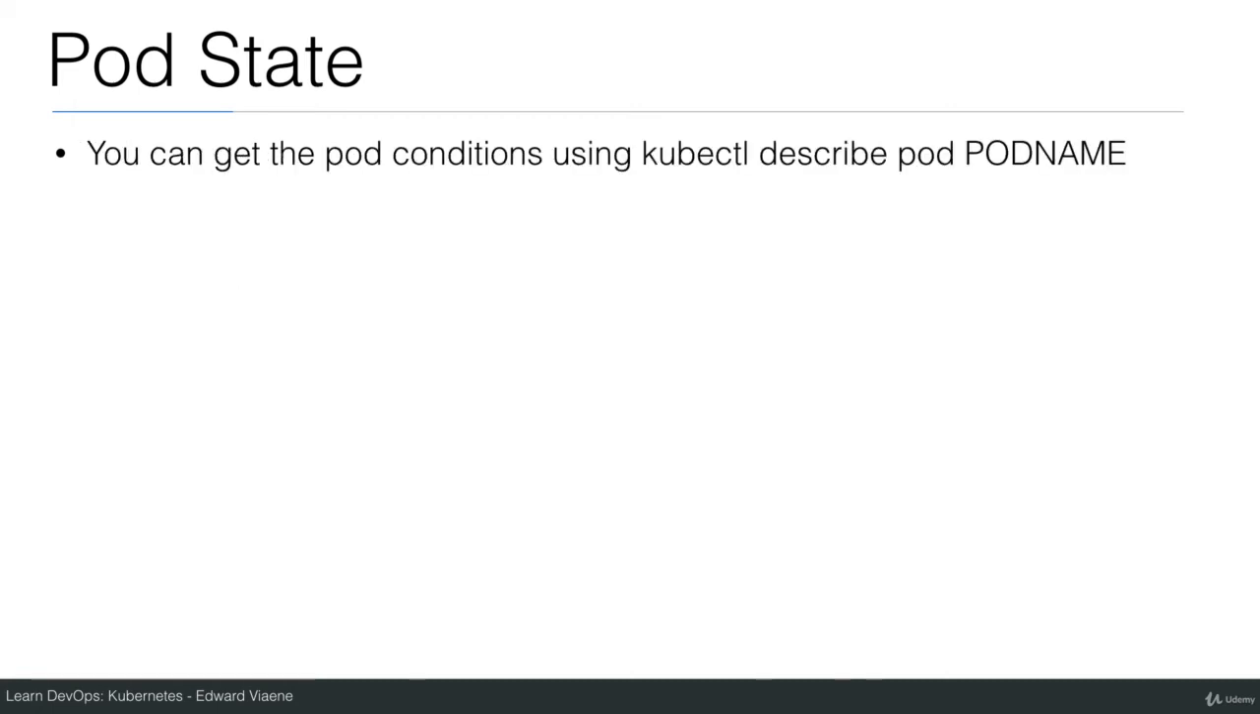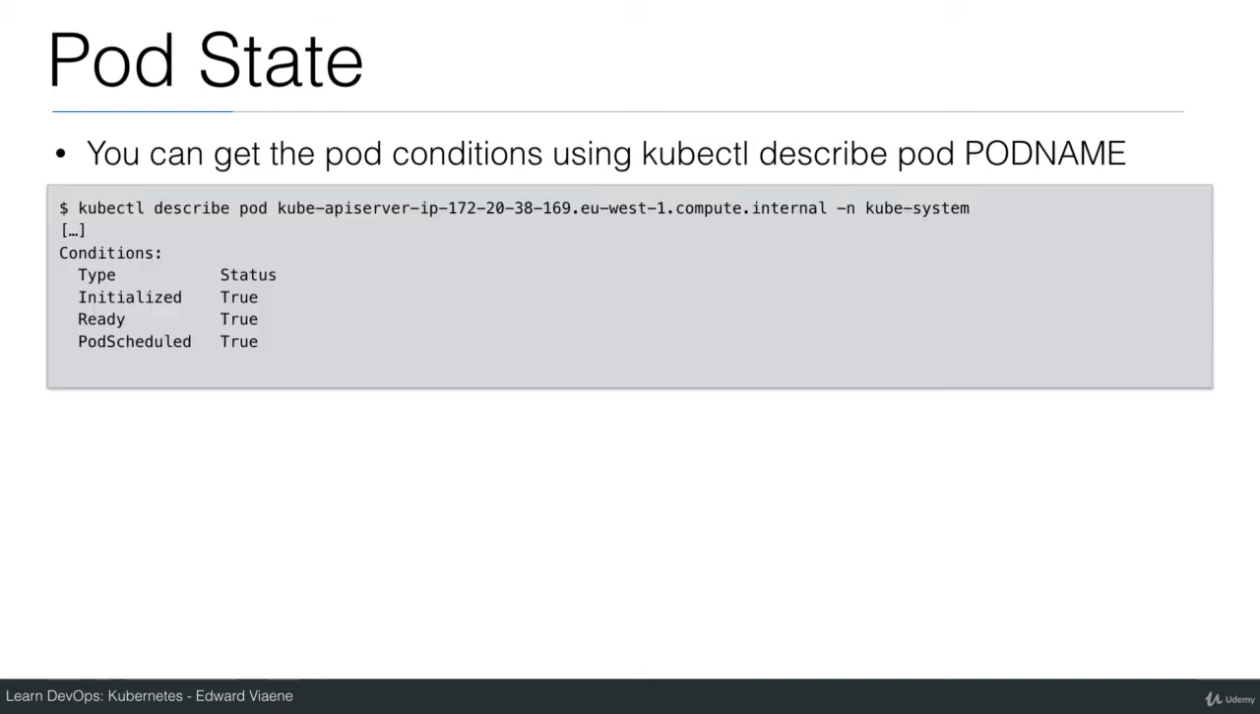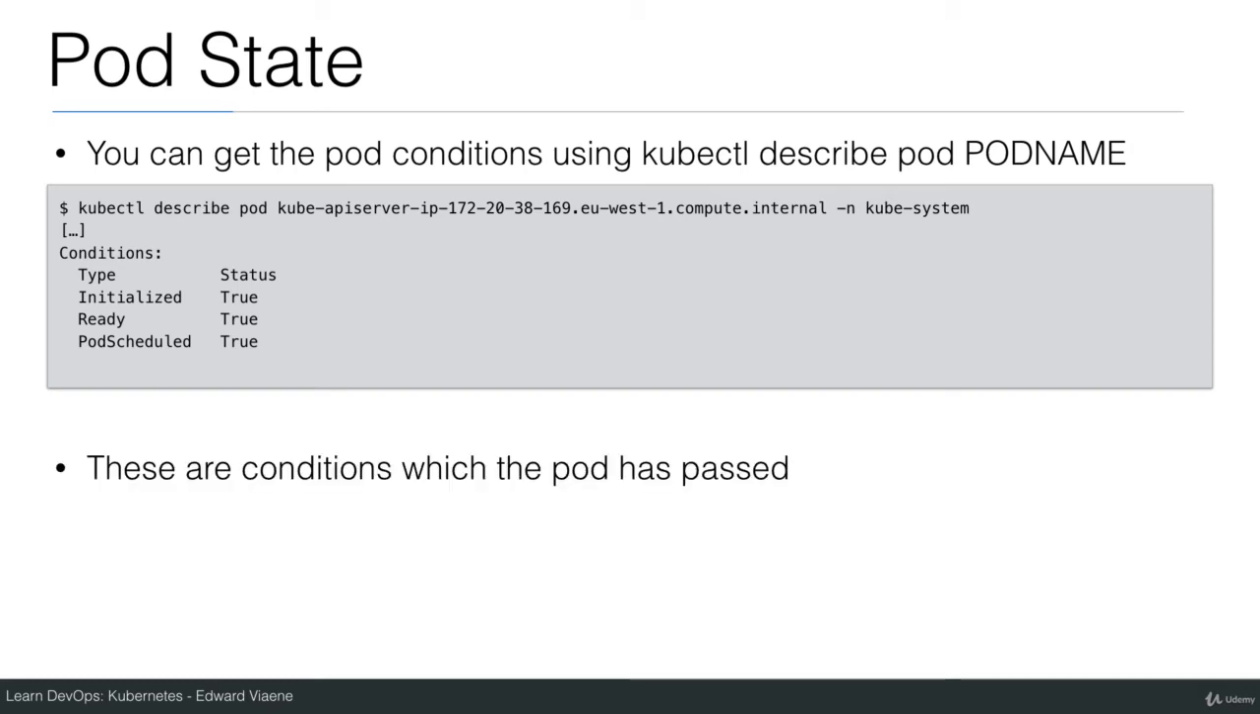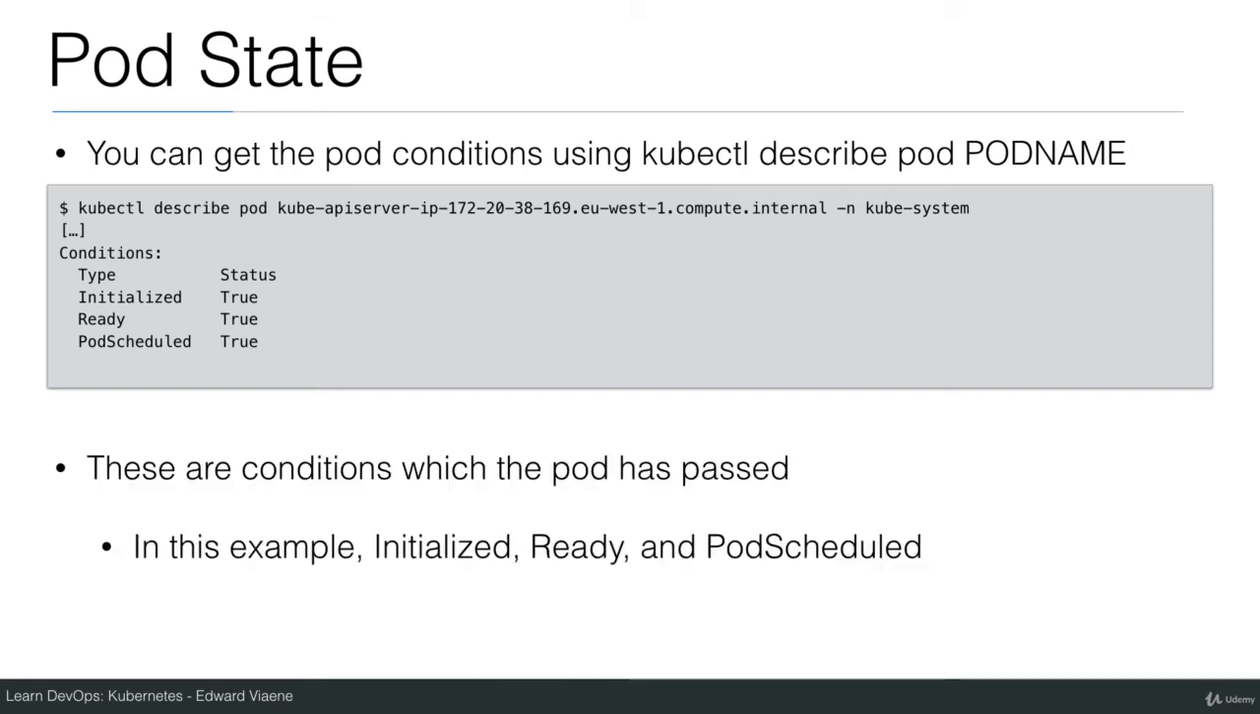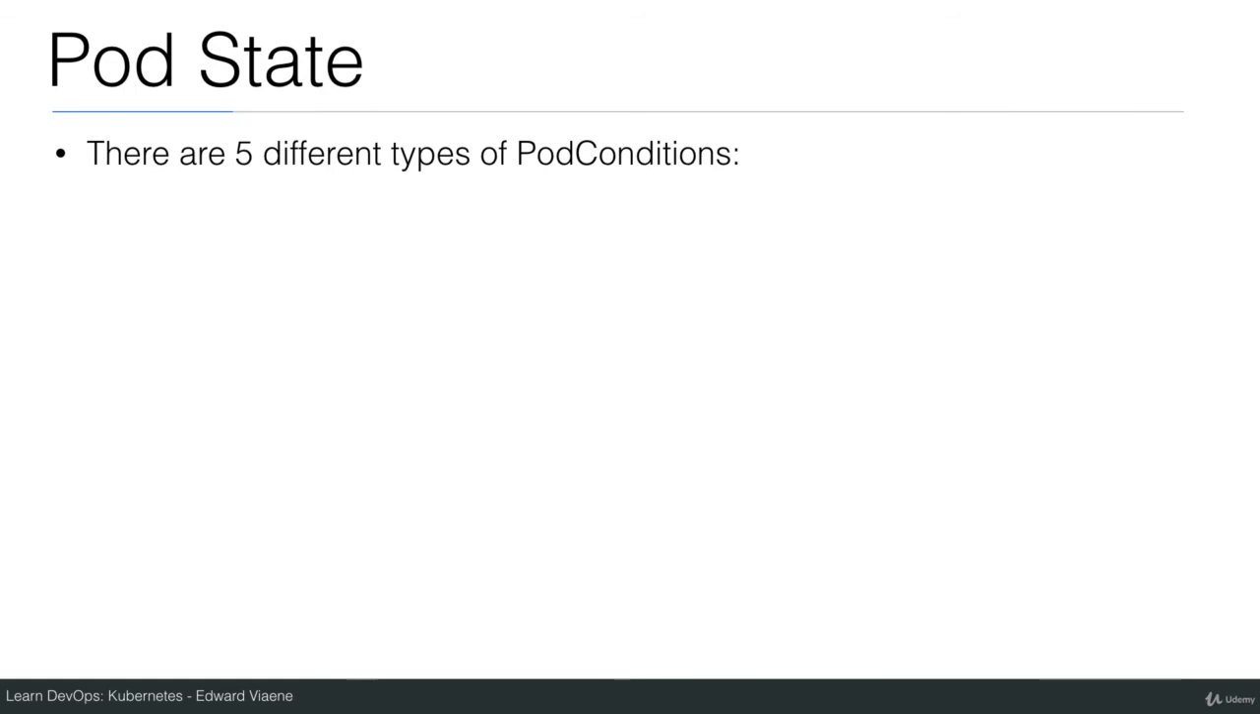You can get the pod conditions using kubectl describe pod and the name of the pod. So here we do a kubectl describe of a pod of the API server in the namespace kube-system. These pod conditions are conditions which the pod has passed. In this example, initialized, ready, and pod scheduled. There are 5 different types of pod conditions.